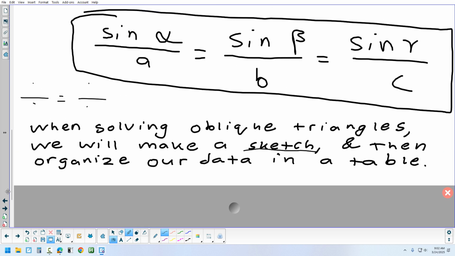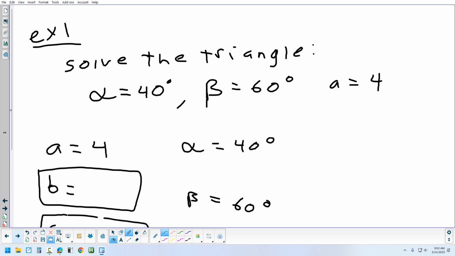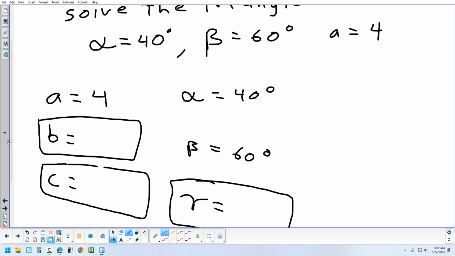Once we make a sketch, then we're going to put all our data in a table. The way the table's going to look, when we get to this one, we'll have three sides and three angles, and I'll put boxes around everything we have to figure out. So it's just like we did two academic weeks ago. The only difference is now that box doesn't always have a 90 in it.